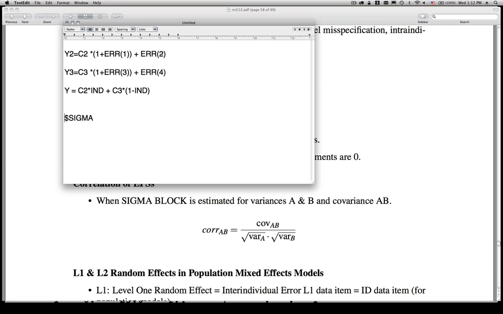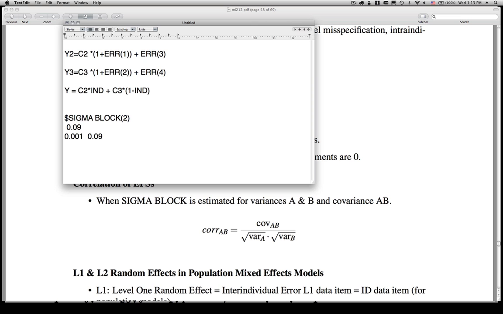So what I'm going to have to do is renumber this. So let's do it this way, so that 1 and 2 are the proportional components for parent and metabolite respectively, and 3 and 4 are the additive components for parent and metabolite. So what we would do is model it like this: $SIGMA BLOCK(2), not 22, and you put your estimates for the proportional. Maybe you assume it's 30%. So that's the proportional piece.